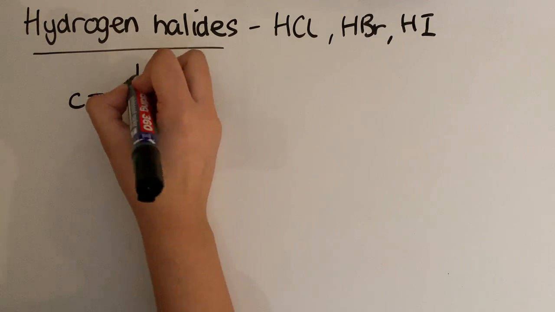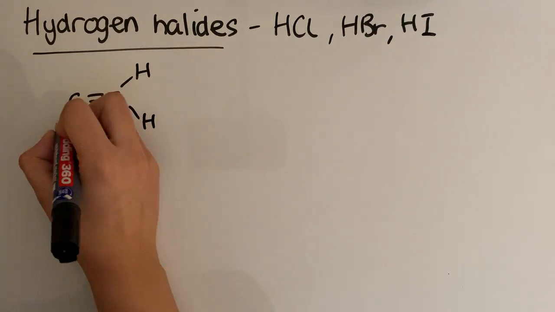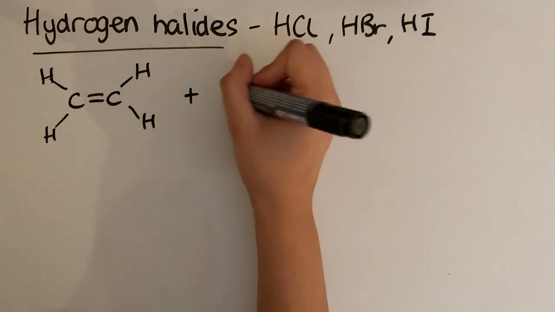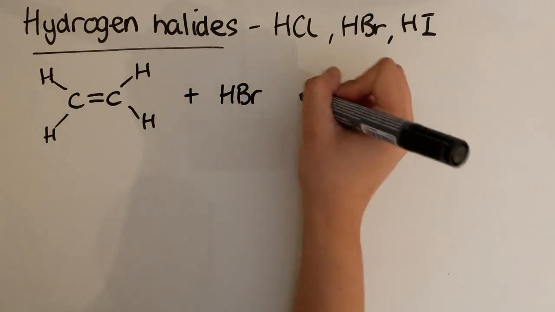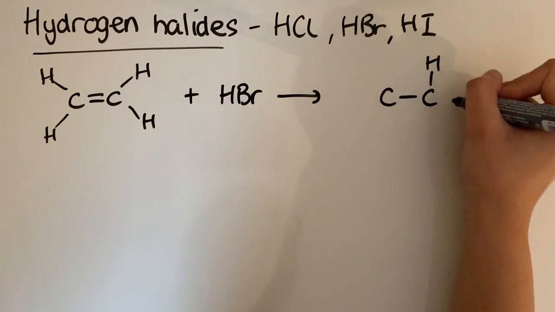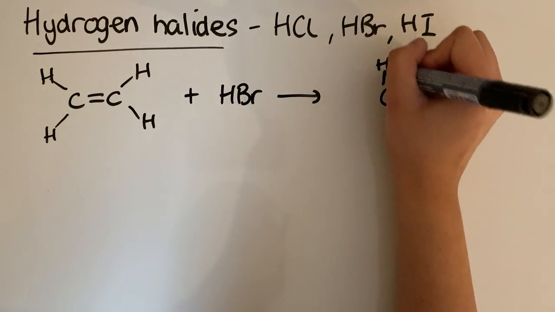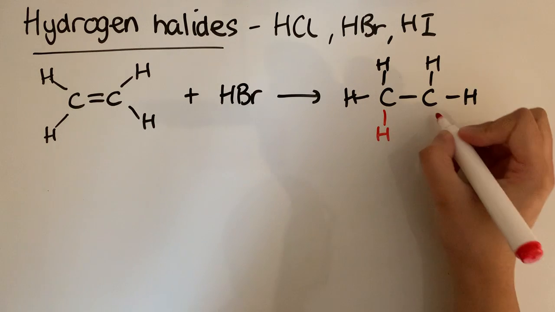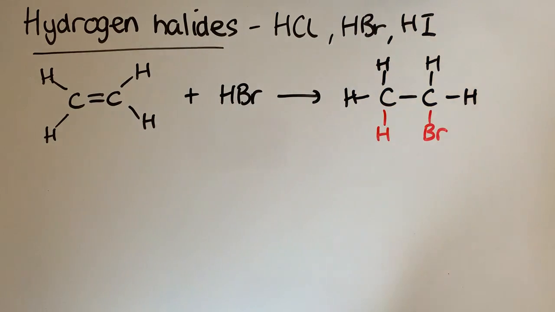So again, just with ethene, like so. Let's do HBr, hydrogen bromide. And again, we're going to form one product, a saturated product. We're going to add hydrogen to one carbon and bromine to the other. So that would be our product over here. Okay, so overall it's an addition reaction.